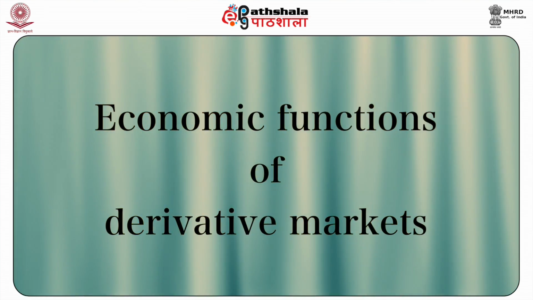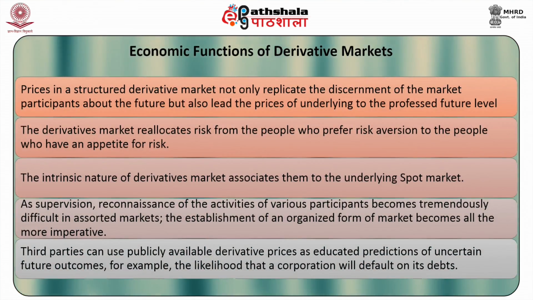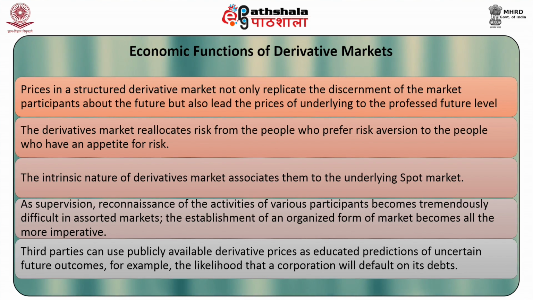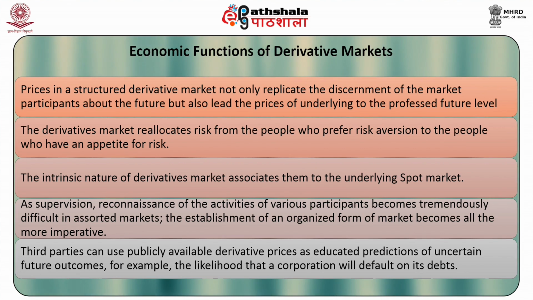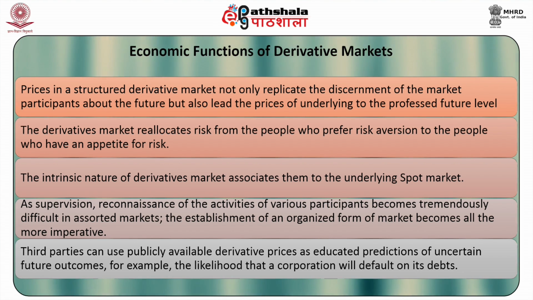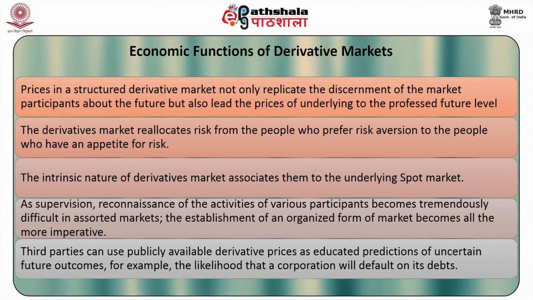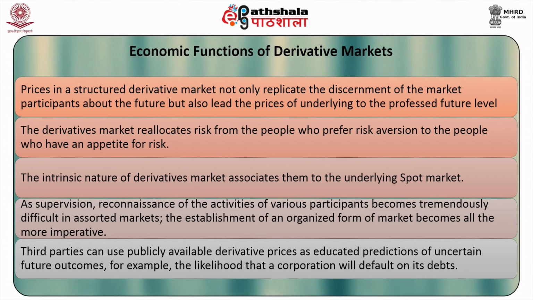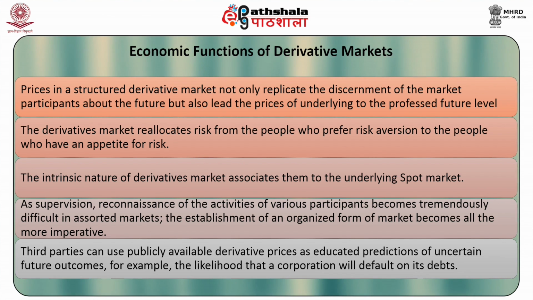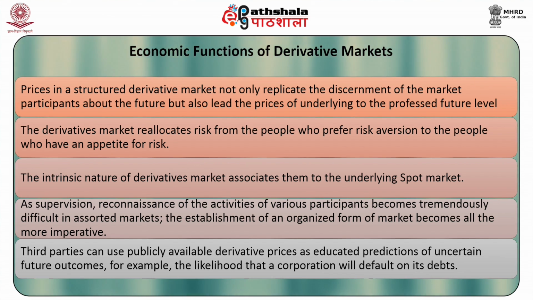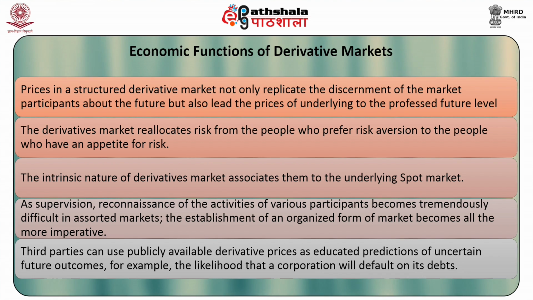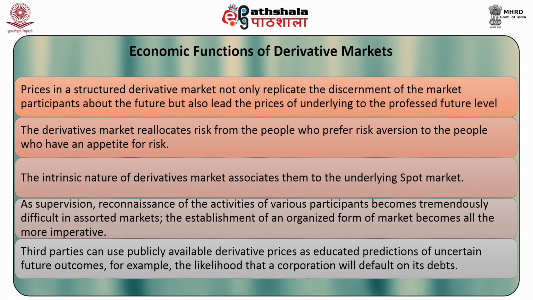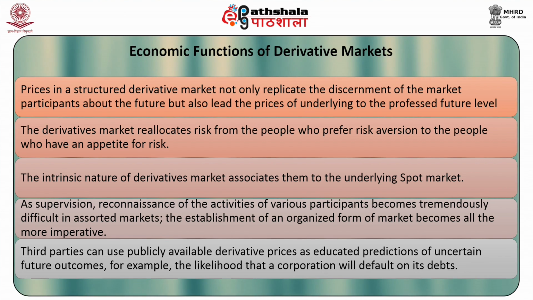Economic functions of derivative markets. Some of the salient economic functions of the derivative market include: first, prices in a structured derivative market not only replicate the perception of the market participants about the future, but also lead the prices of the underlying to the perceived future level. On the expiration of the derivative contract, the prices of the derivative converge with the prices of the underlying. Therefore, derivatives are essential tools to determine both current and future prices.